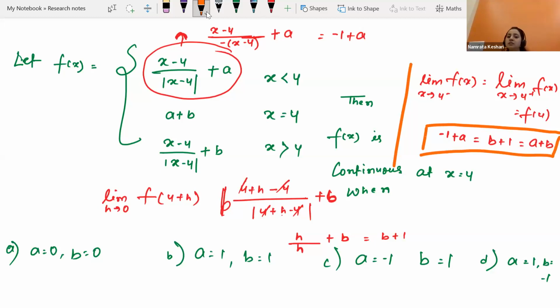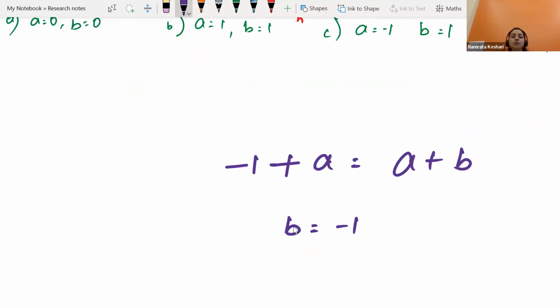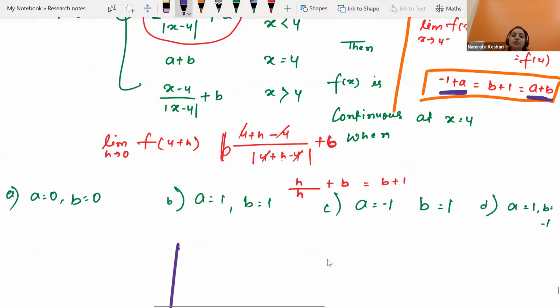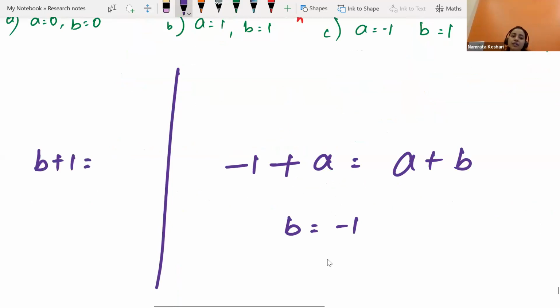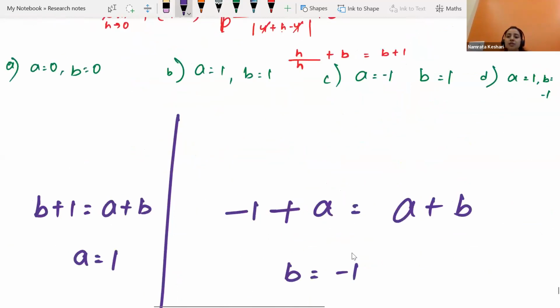If we do the comparison, minus 1 plus a is equal to a plus b. Comparing both sides, b equals minus 1. And b plus 1 is equal to a plus b. If we solve it, b gets cancelled out, so a is 1. So our a value is 1 and b value is negative 1. That is option number 4, the correct option.